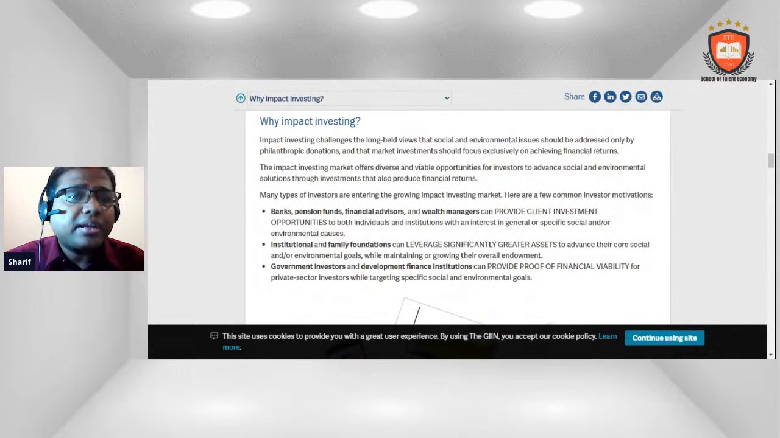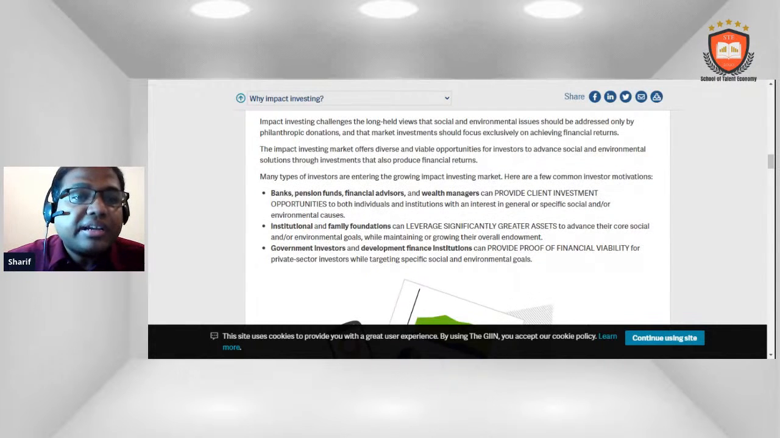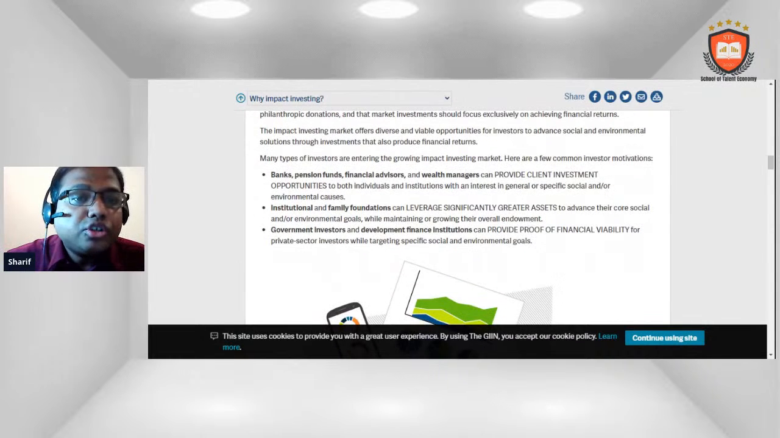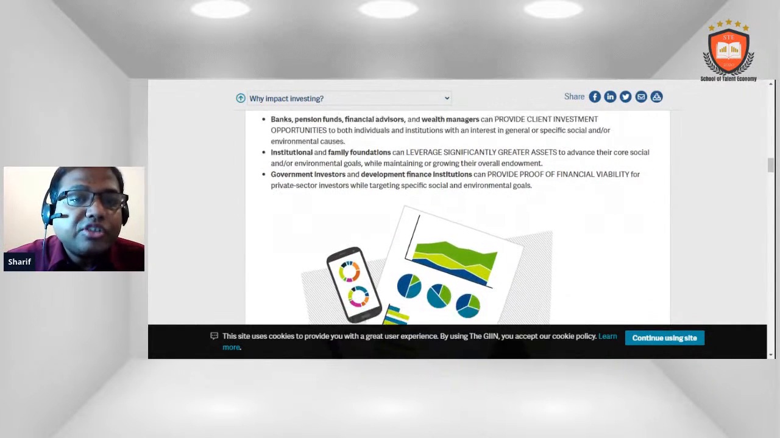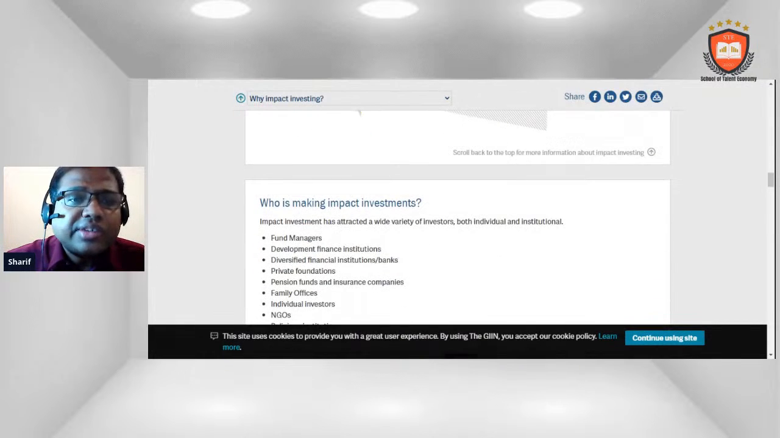Why impact investment? Impact investment challenges the long-held views that social and environmental issues should be addressed only by philanthropic donations, and that market investment should focus exclusively on achieving financial returns. Banks, pension funds, financial advisors, wealth managers, institutional and family foundations, government investors, and development financial institutions, different organizations have very good impacts.